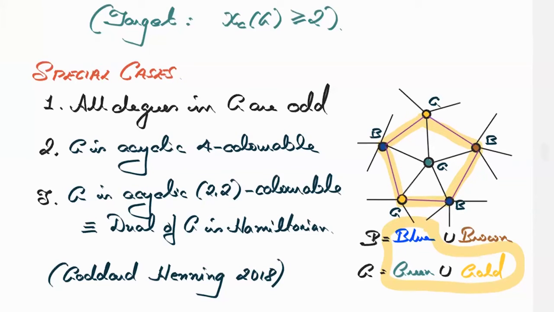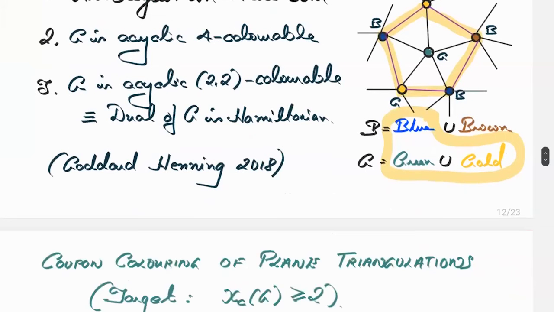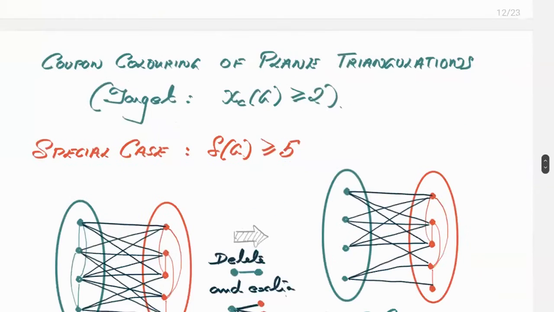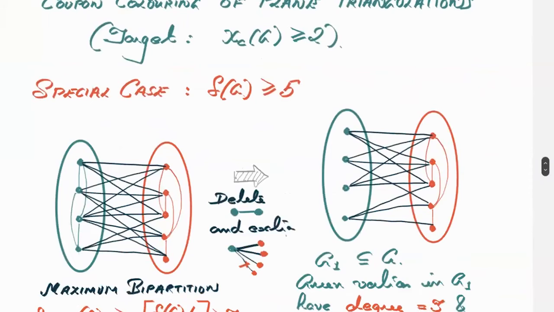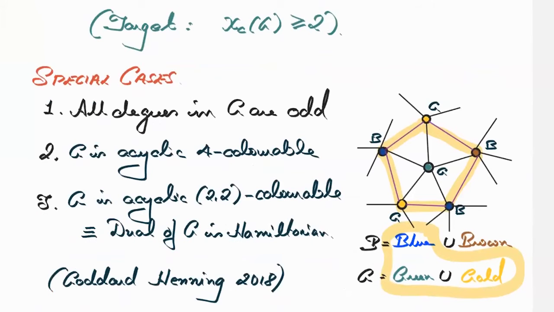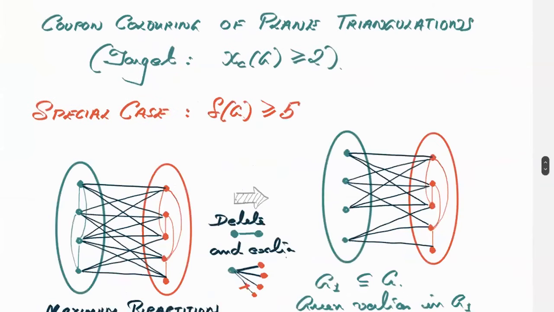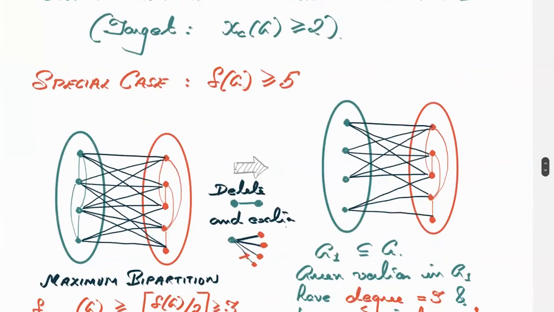But this technique of color merging is something which we will use again. By the way, this result was already in the paper by Goddard and Henning, which introduced the conjecture. Now, a later paper by Gabor also settled the conjecture if the minimum degree of the triangulation G was at least 5. They had a very different approach, and we also use this approach in our proof. In fact, we consider our proof as an extension of the technique in this paper.